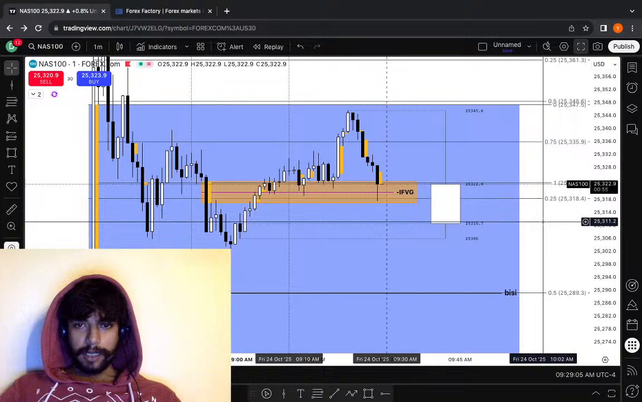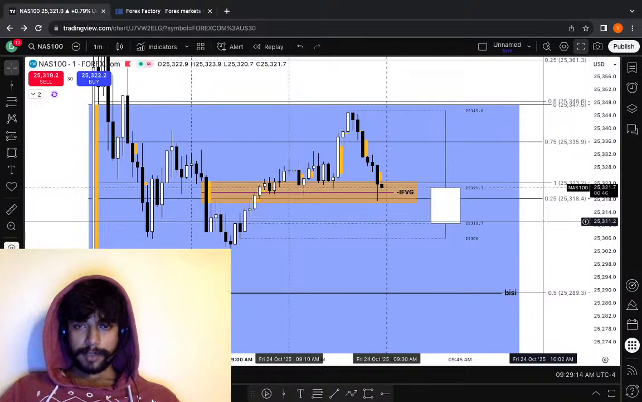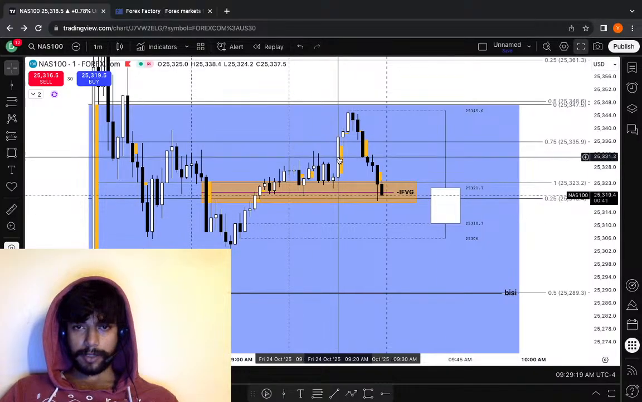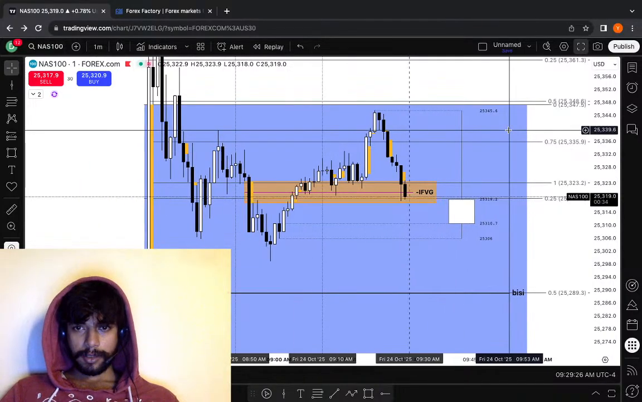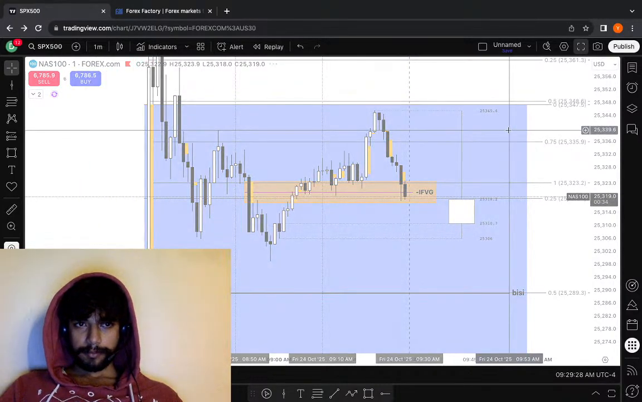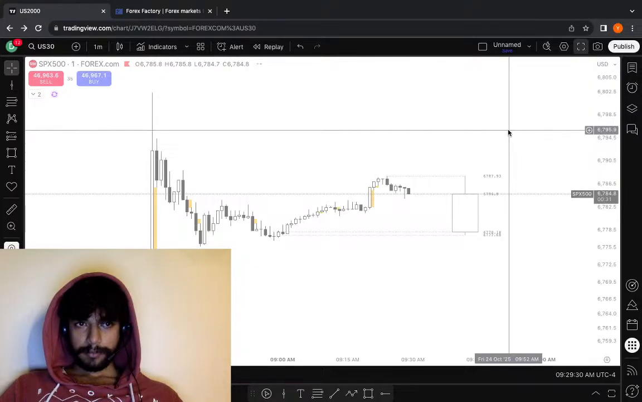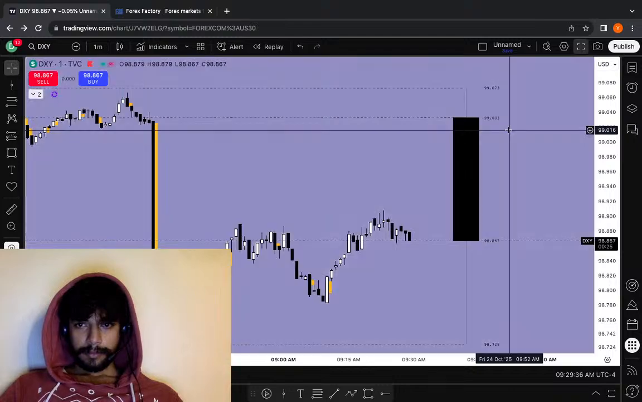Still bodies of the candle are closing above the midpoint of that inversion, but I don't think now it's going to have that impact. But let's see, because price completely broke this. Look at that, it is getting lower. Dollar is moving lower.